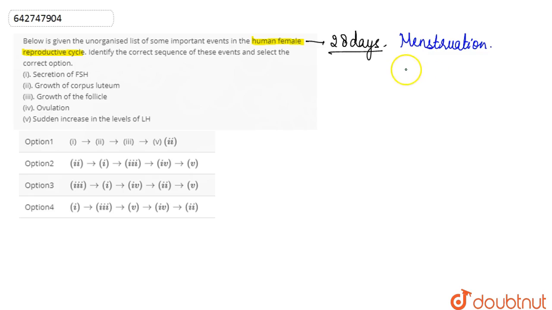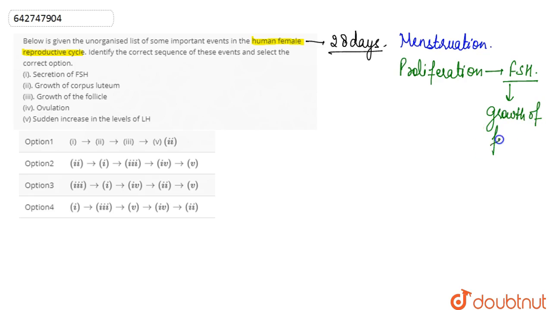Once the endometrial lining of the uterus has been shed, the proliferation of the endometrial lining of the uterus occurs. During this time, the secretion of follicle stimulating hormone gets started, so that it can help in proliferation of the inner lining of the uterus. Then, once the secretion of FSH is done, this follicle stimulating hormone starts the growth of the follicle.